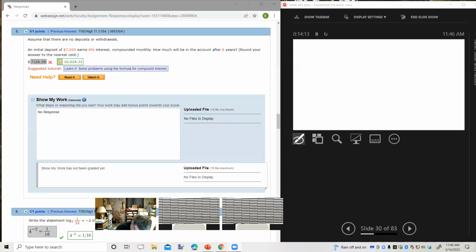All right, so again, this is the chapter 11 test, and this is number 5. An initial deposit of $7,000 earned 6% interest compounded monthly. So there's the clue.